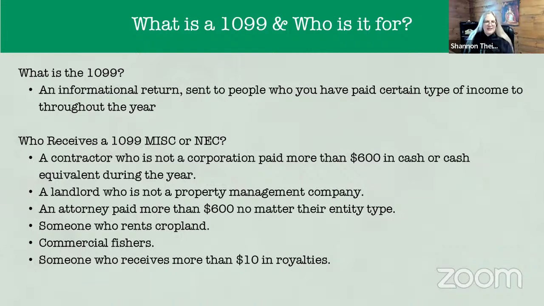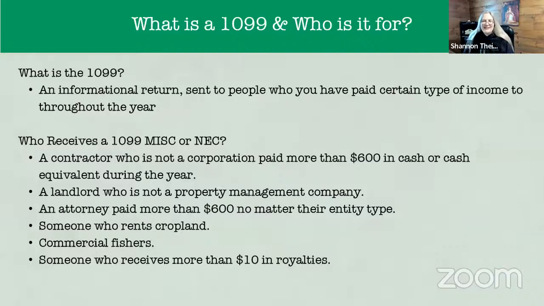Who receives a 1099 miscellaneous or 1099 NEC? It's a contractor or a vendor who you've paid for services who is not a corporation, and you paid more than $600 in cash or cash equivalent during the year.